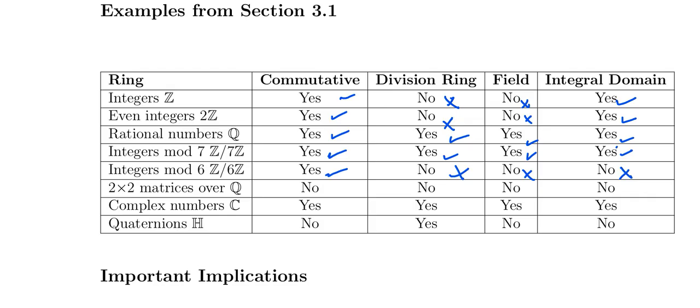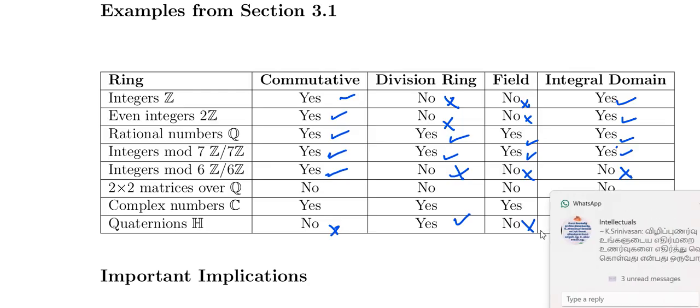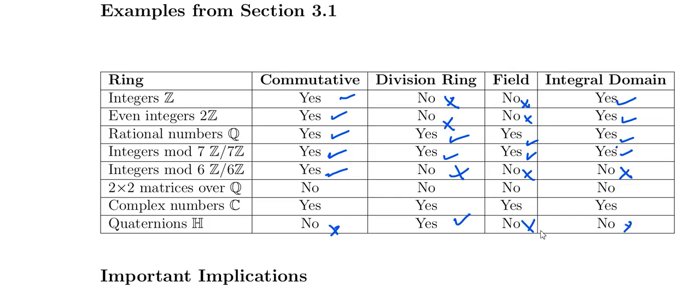The collection of 2 by 2 matrices satisfies none of these. The complex numbers satisfy all of them. Quaternions are not a commutative ring, but are a division ring, not a field, and not an integral domain. So this is a very, very important table, the final table.